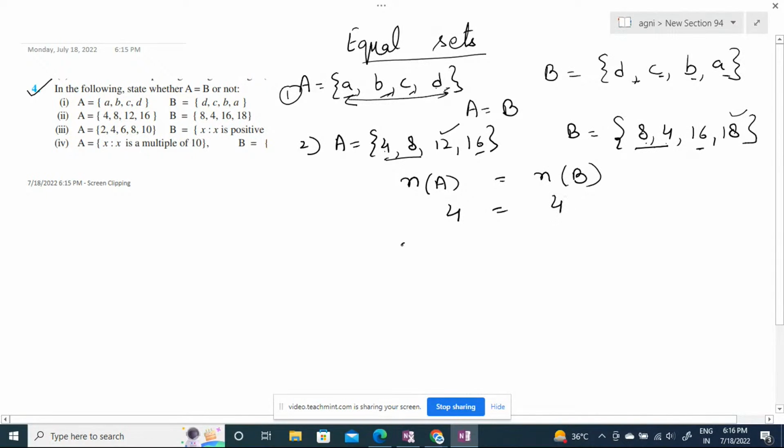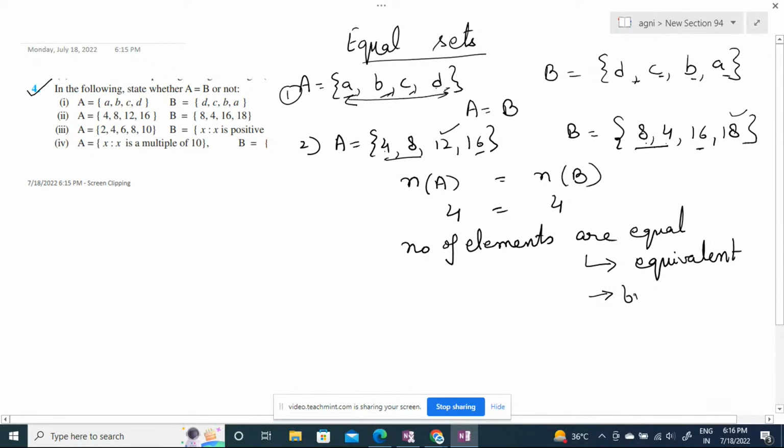So when the number of elements are equal, then it is equivalent but not equal, because here the elements are different, 16 and 18. So we can't say that they are equal to each other. So the second is not equal to each other.